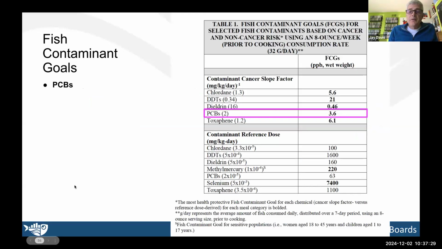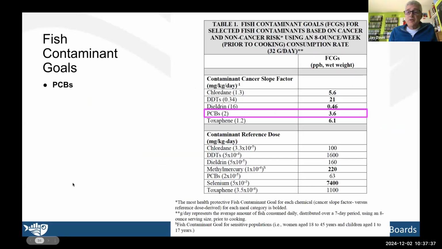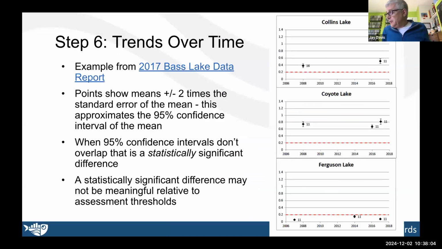So the ATL for 7 meals per week was 9. So that was kind of the low end for ATLs. For the FCG it is 3.6. So this is a threshold that the state uses for listing water bodies for PCBs. So it's noteworthy, but more conservative than the ATL. And then DDT again is lower than the ATL. Selenium, the selenium FCG is higher than the low ATL. Okay, so that was a quick run through of thresholds that are available.